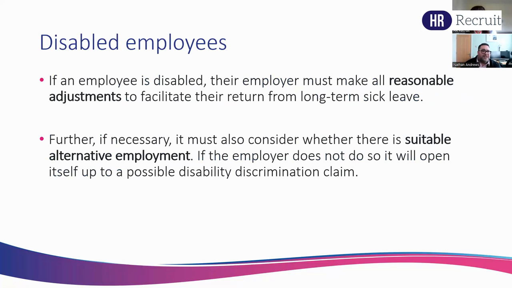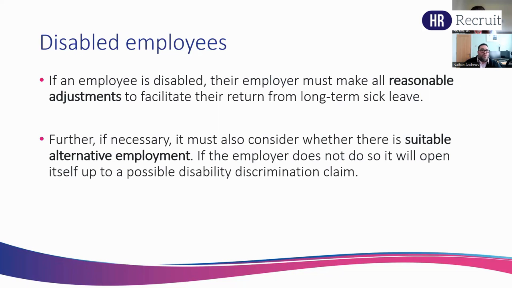So just briefly touching on disabled employees. If you have an employee who is disabled, then you are required to make all reasonable adjustments to facilitate their return to work. If you can't make reasonable adjustments, you've got to be able to justify why. That links back to the question earlier. If someone is disabled, we are required to make reasonable adjustments where we can. And if we can't, we need to be able to clearly set out the reasons why we're not able to do so.